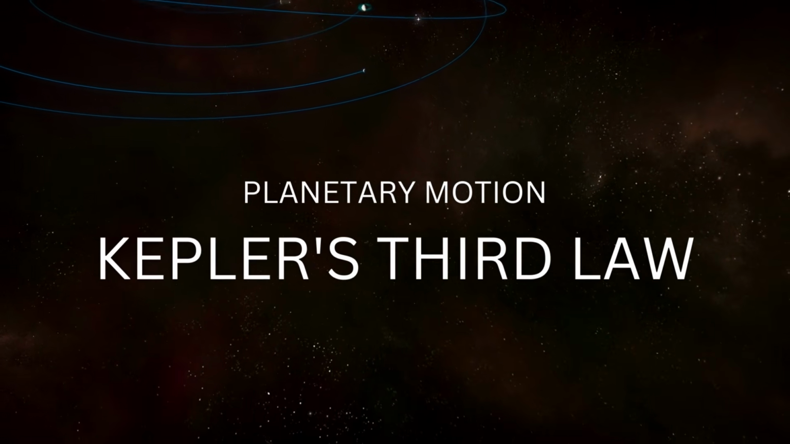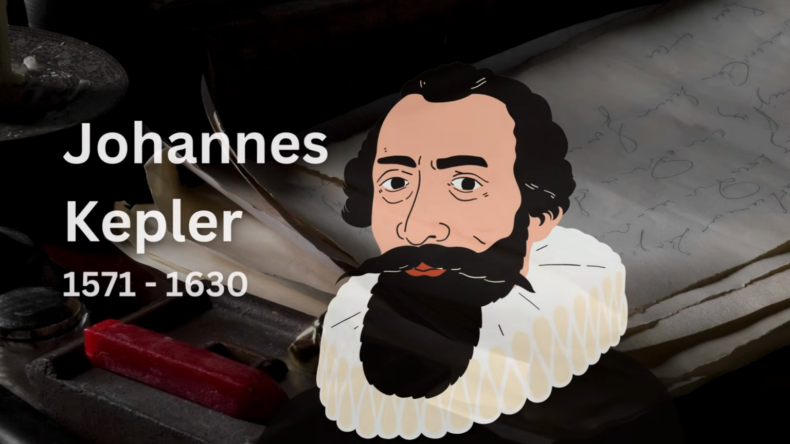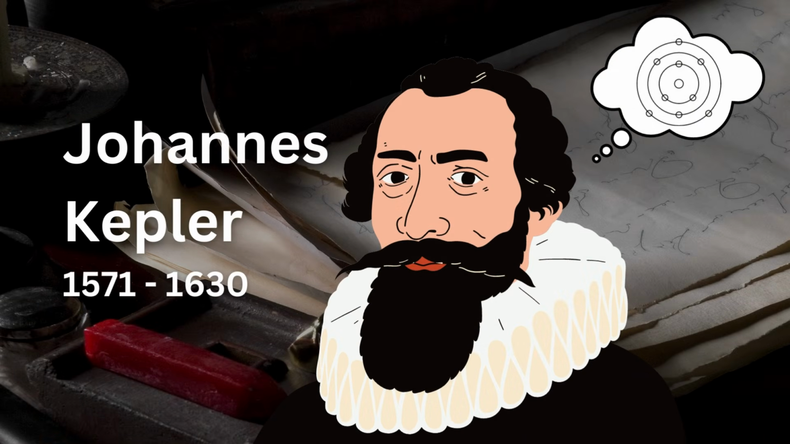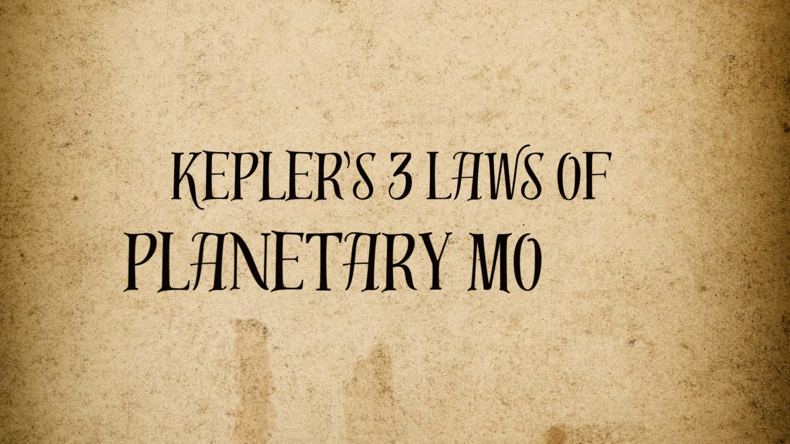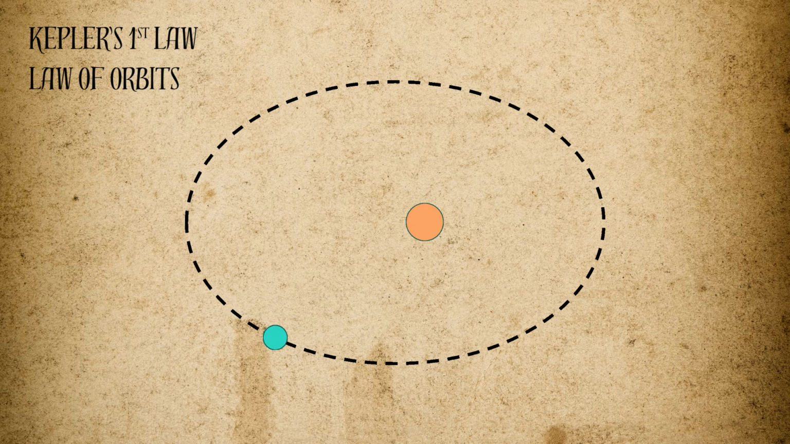Have you ever wondered how the planets move in our solar system? Well, a mathematician named Johannes Kepler wondered the same thing hundreds of years ago. Kepler came up with 3 laws to describe how the planets of our solar system move. The first law told us that planets orbit the Sun in elliptical orbits. This means that the planets' paths are not perfect circles, but they are oval-shaped.